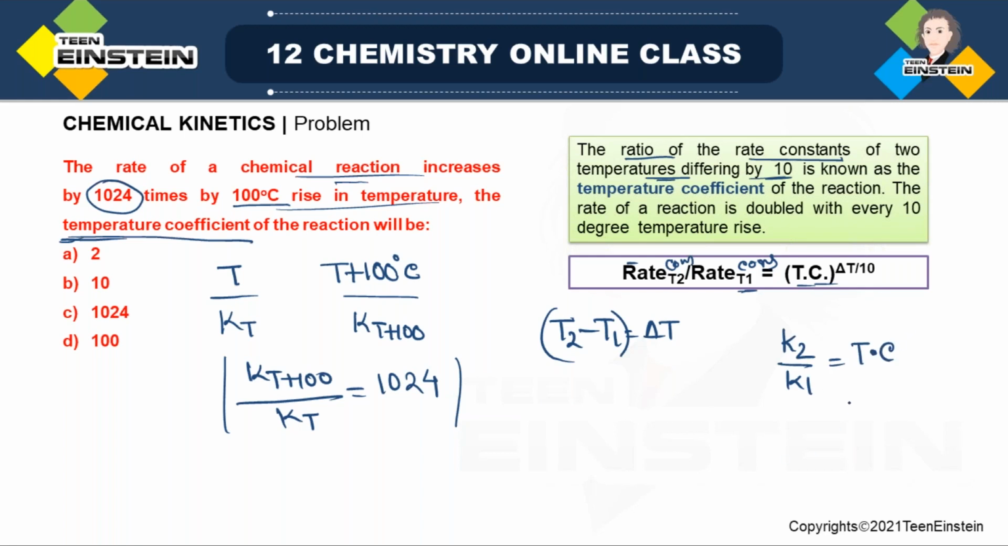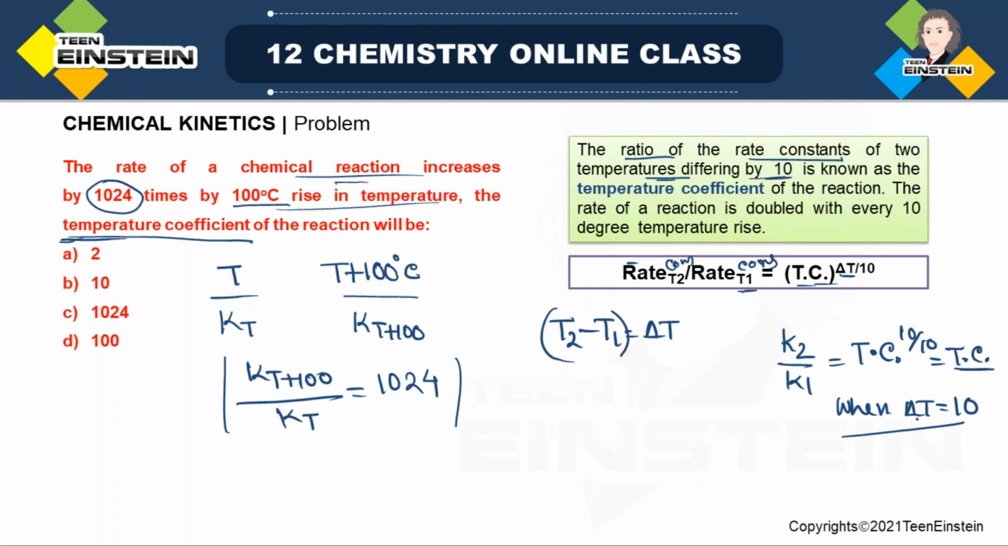Here we have not written any power. Why is it so? Because when del T is 10, it is basically 10 divided by 10, which means it is simply Tc. So when the temperature difference is 10, K2 by K1 is directly equal to the temperature coefficient.